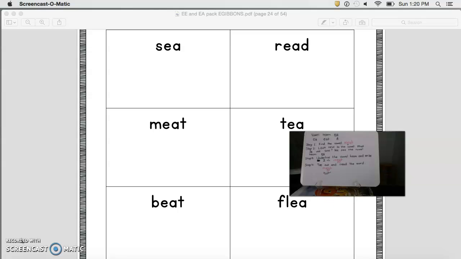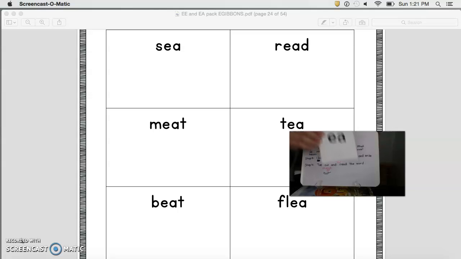Today, we're going to learn about a vowel team. We're going to learn about the vowel team EA. The EA makes a few sounds, but today we're going to learn that the EA says E like in eat.